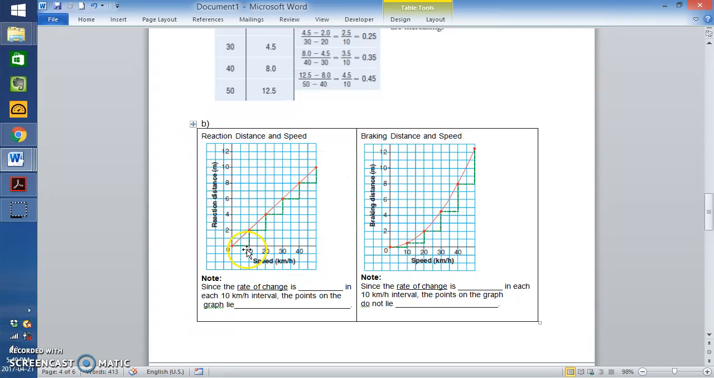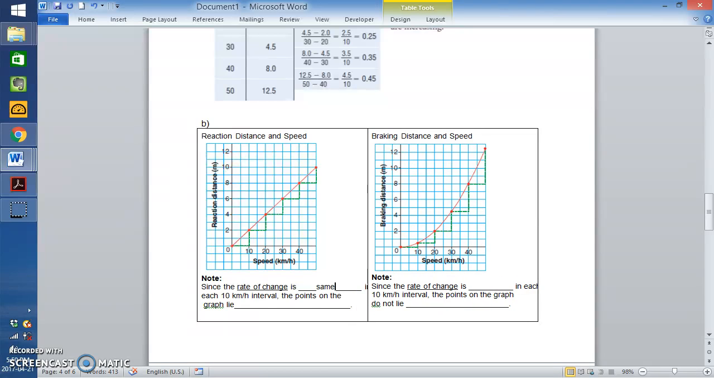We can notice that as well from the graph, rise over run, and as you see, the slope is the same. So the graph is represented by a straight line here. And we can conclude that since the rate of change is the same, for each 10 kilometers per hour, the points on the graph lie on a straight line. Okay?